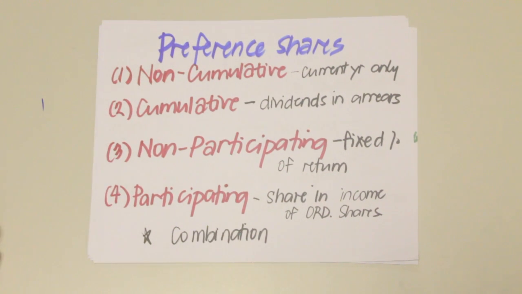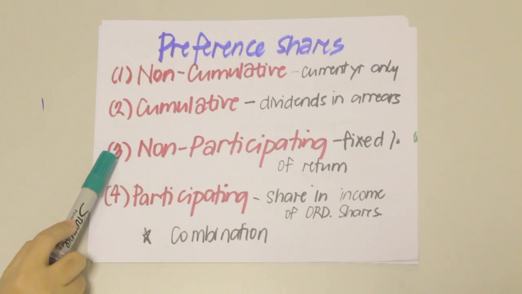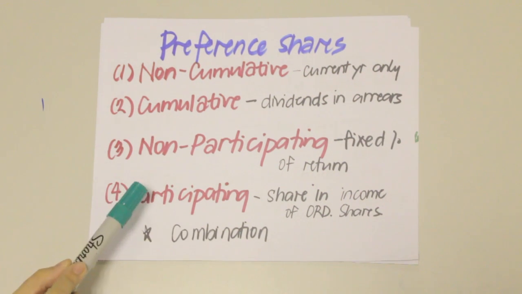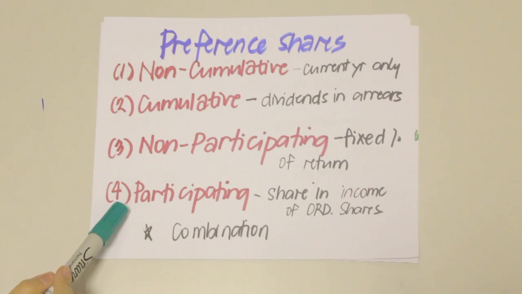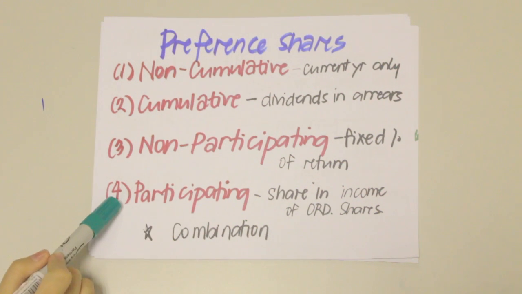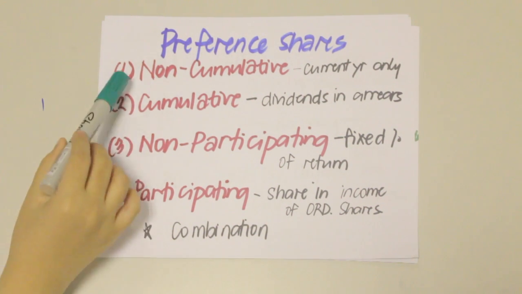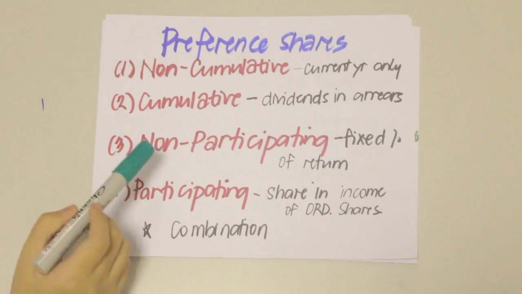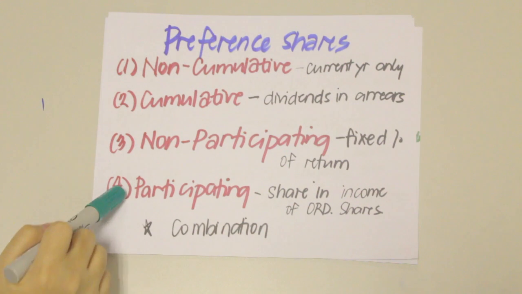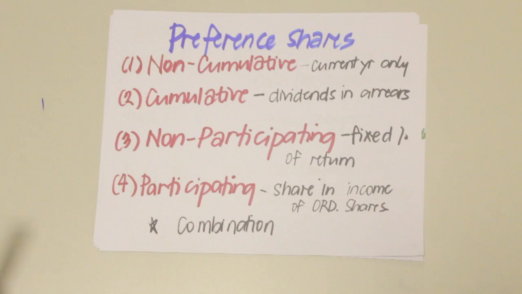And then we have a non-participating preference share, which has a fixed rate of return. So its dividends would be limited to the rate attached to the preference share. Next, we have participating preference shares. So these preference shares receive additional shares in net income in addition to the rate of return attached to it. But usually, preference shares have a combination of the various characteristics here. So it can be non-cumulative non-participating, non-cumulative participating, cumulative non-participating, or cumulative participating.